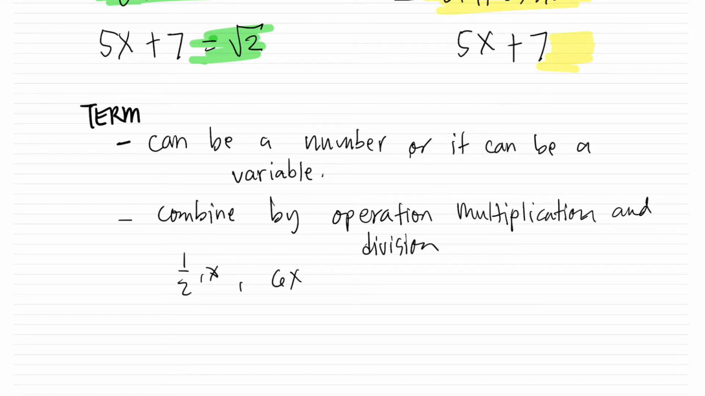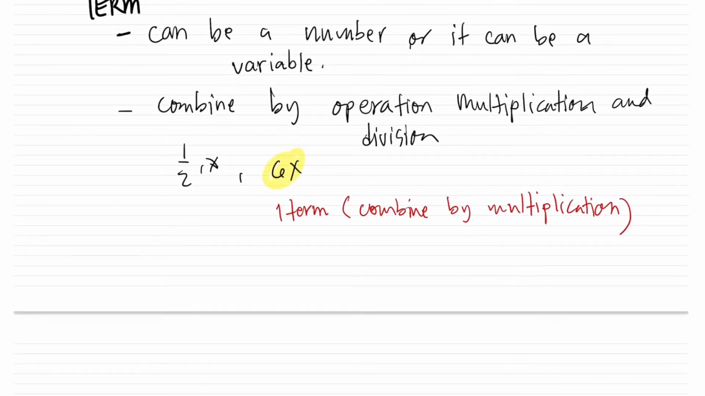So anything that is separated by subtraction and addition, those are separate terms. But if you combine a numerical and a variable by multiplication and division, then they are considered to be one term. Just like this example here. This is one term, because they are combined by multiplication. Let's have an example.